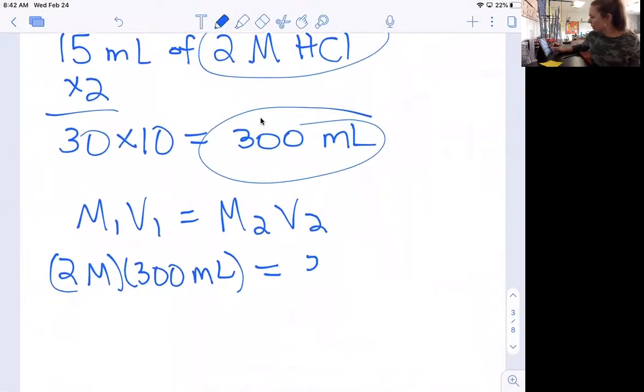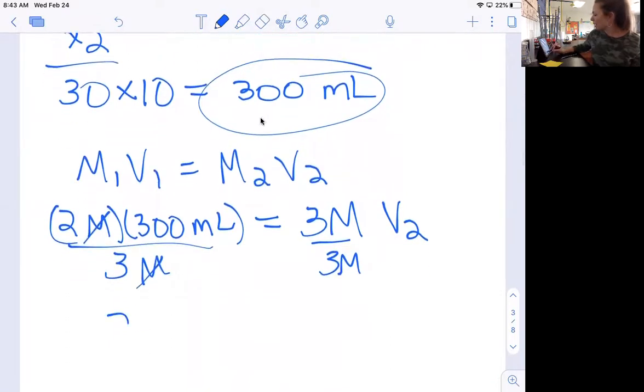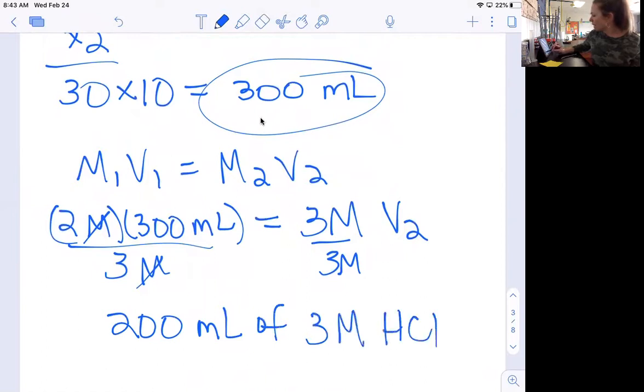All right, so I knew I was going to use 3 molar HCl to make your solution, okay? So 2 times 300 is 600. 600 divided by 3 is 200, right? So if I do that, you'll see my molarities cancel out. And what I found out was that I needed 200 milliliters of 3 molar HCl as my V2, okay? So what that meant was I needed to measure out 200 milliliters of my 3 molar HCl, okay? Now, let's look at this for a second.